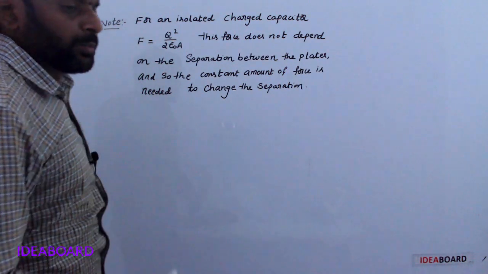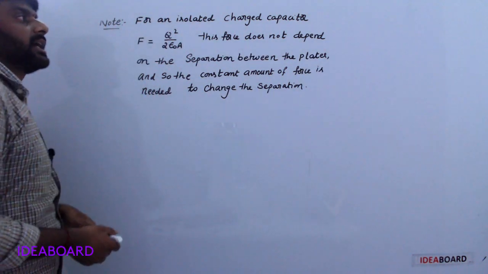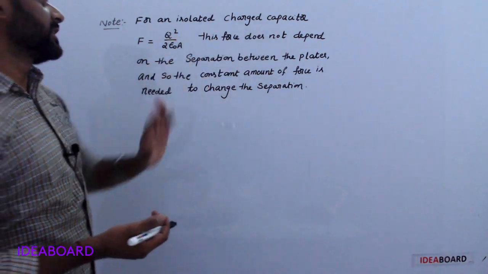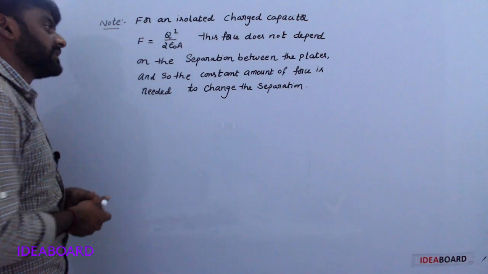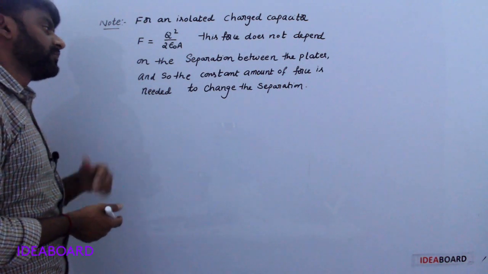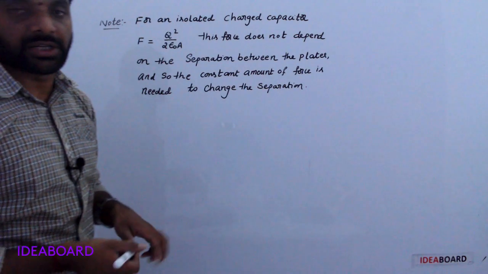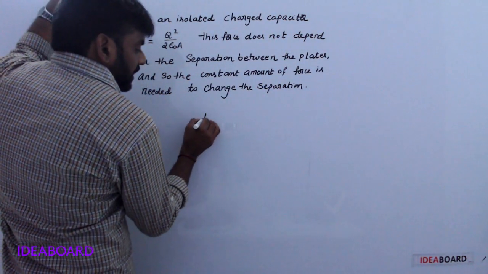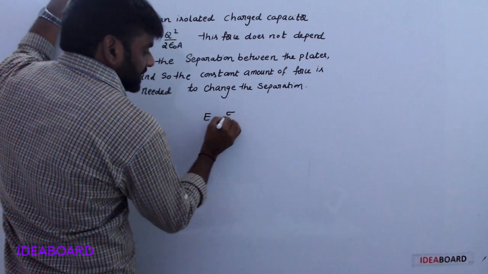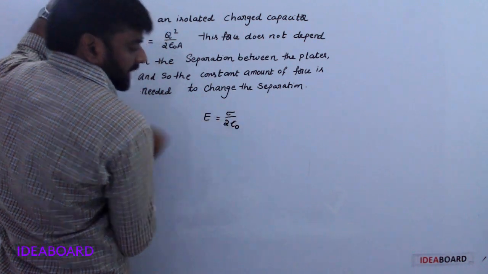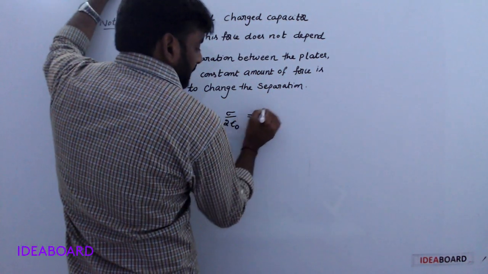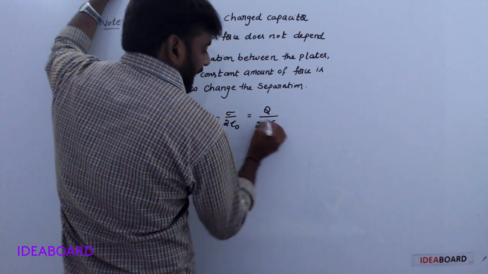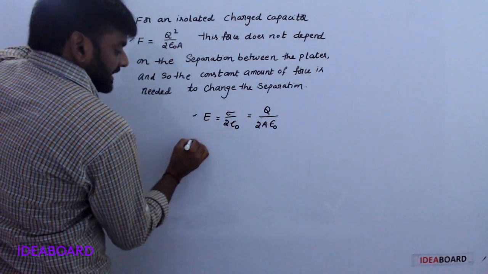See here, one note point. For an isolated charged capacitor, force F is equal to Q square by 2 epsilon naught A. This force does not depend on the separation between the plates, so a constant amount of force is needed to change the separation. How? The electric field intensity is equal to sigma by 2 epsilon naught, where sigma means charge per unit area, Q by A.